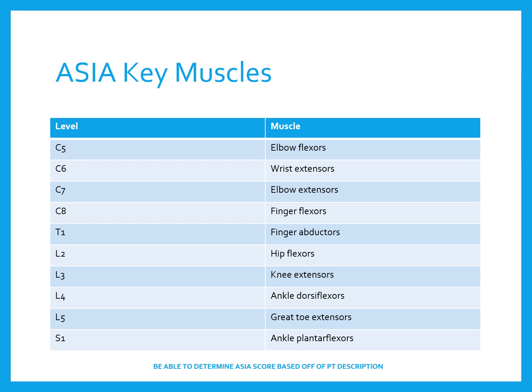So if we're qualifying a patient at C5, then we expect them to have intact elbow flexors. C6, intact wrist extensors. C7 has intact elbow extensors. Patients with a C8 injury have intact finger flexors. T1, intact finger abductors. L2, intact hip flexors. L3, intact knee extensors. L4, intact ankle dorsiflexors. L5, great toe extensors. S1, ankle plantar flexors.